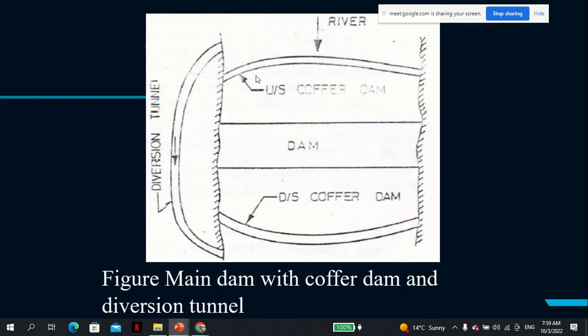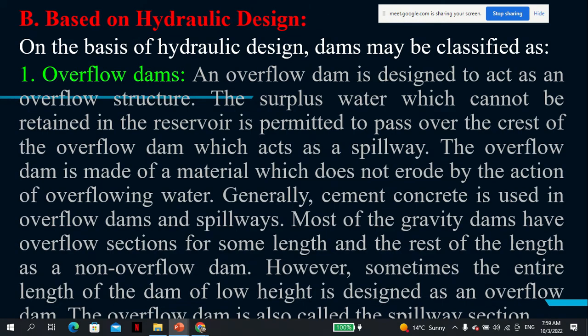So this is, for example, the coffer dam, if we can say. And the picture should be self-explanatory. Then we can also classify based on hydraulic design. What is the purpose hydraulically? One, overflow dams, and we are talking about spillways. So an overflow dam is designed to act as an overflow structure.